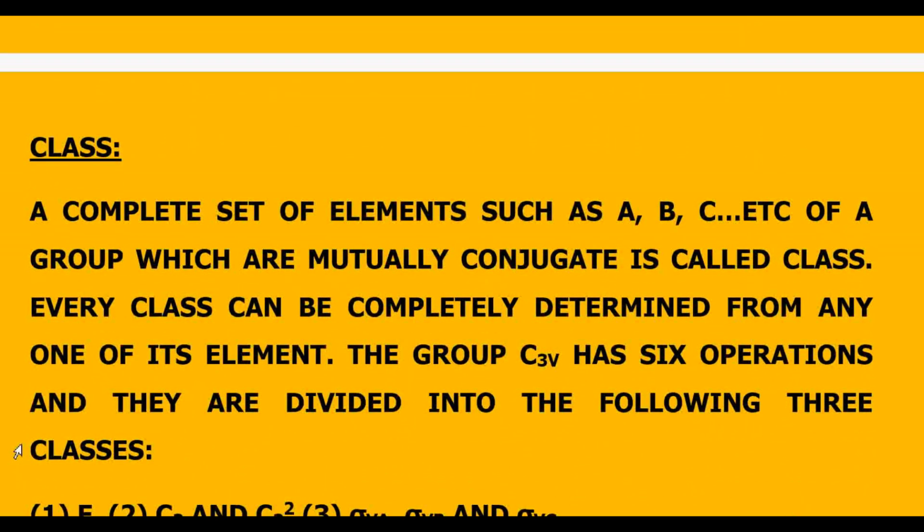Now let us introduce the concept of class. Complete set of elements like A, B, C, etc. of a group which are mutually conjugate is called a class. Every class can be completely determined from any one of its element, which means that if you know one element of a class, then you can derive the remaining elements. Now the group C3V has 6 operations and they are divided into 3 classes.